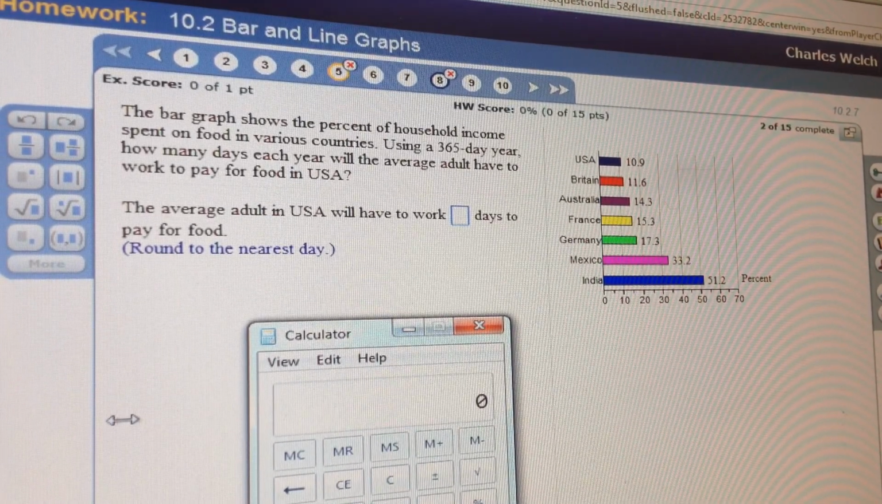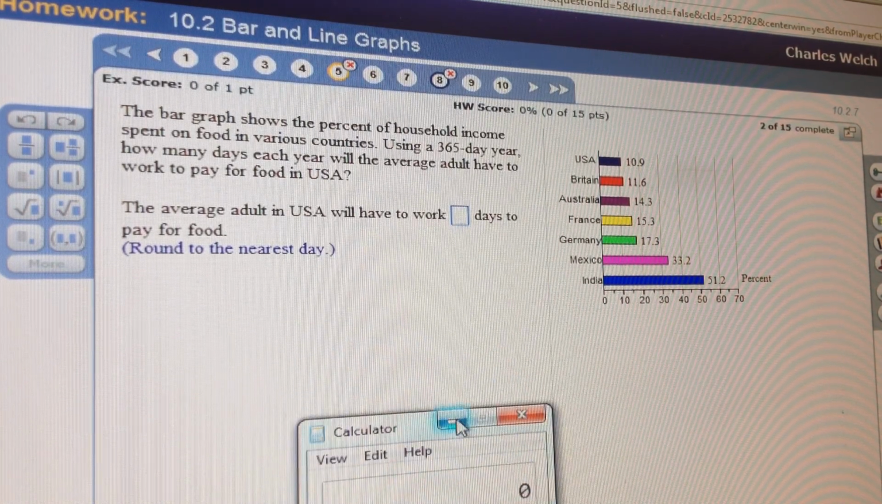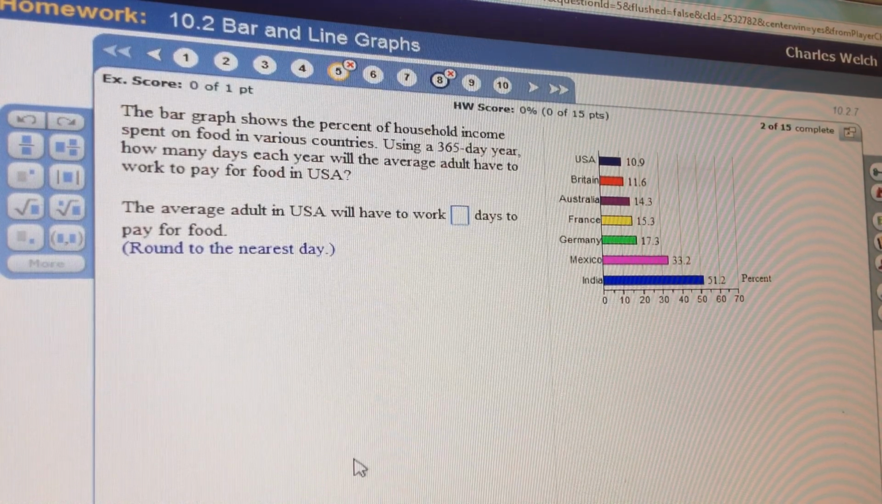Today we're going to spend a little bit more time on statistics, and I want to look in chapter 10 of our course at bar graphs and line graphs, and give you some information on those. So let's start off with some bar graphs. Right here, what we have is what's known as a horizontal bar graph.